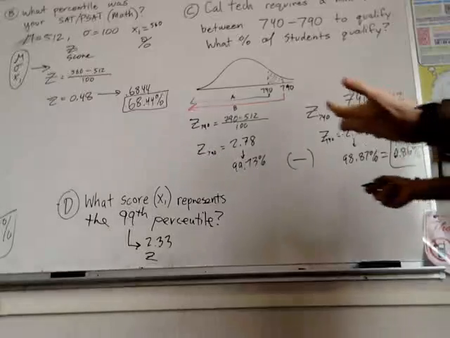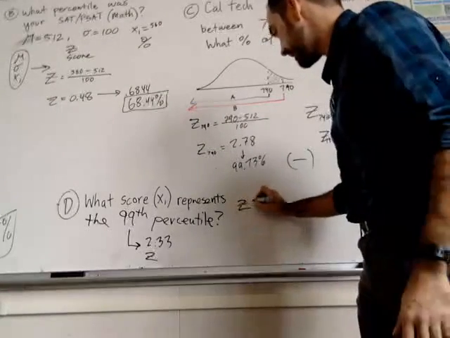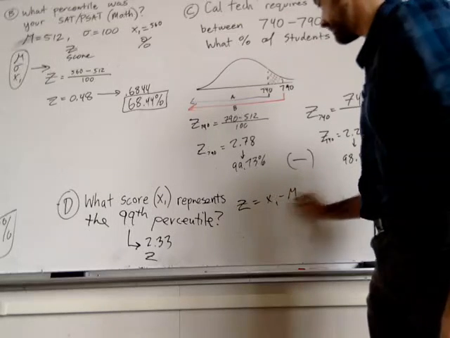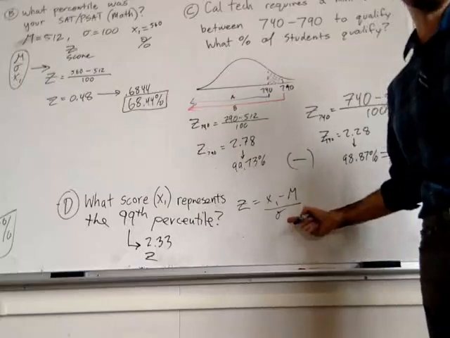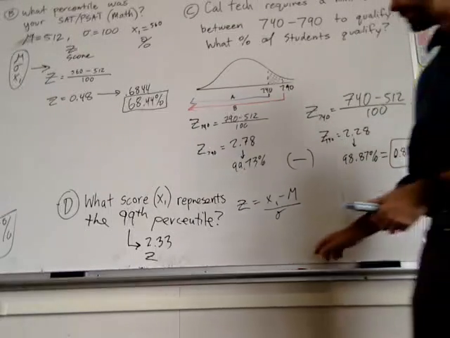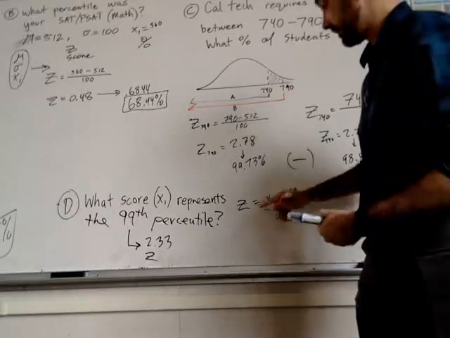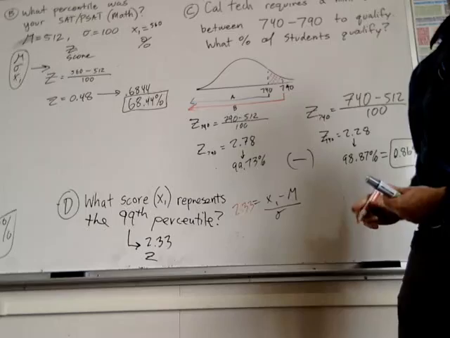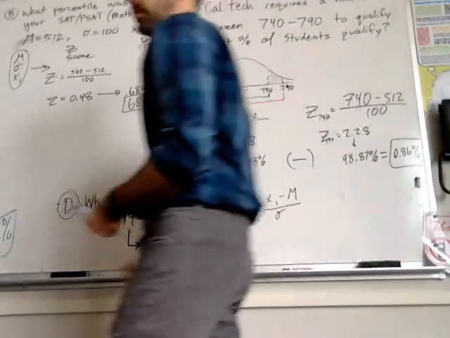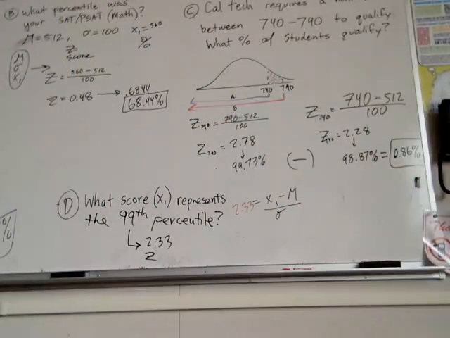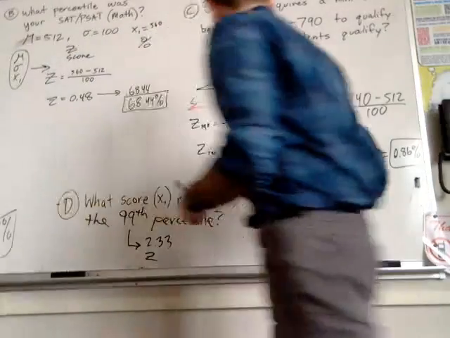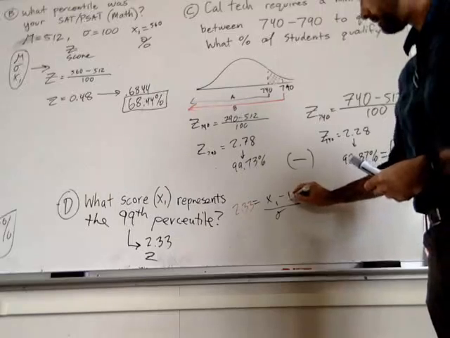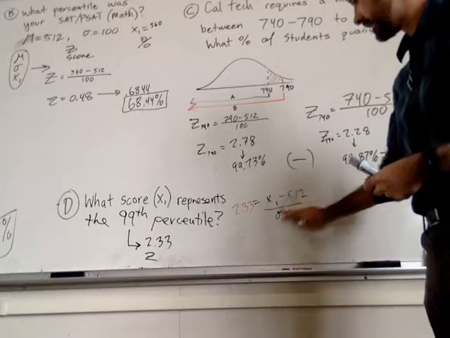From here on out, it's pretty straightforward. Watch. We take our z-score. We're going to just erase some things as we go. Here's our z-score. Let's put in what we know. Do we know the actual z-score? 2.33. Do we know our average? What was our average in all these problems? 512. Standard deviation was 100.